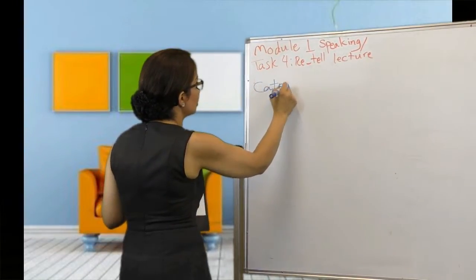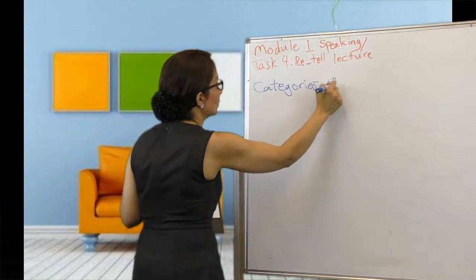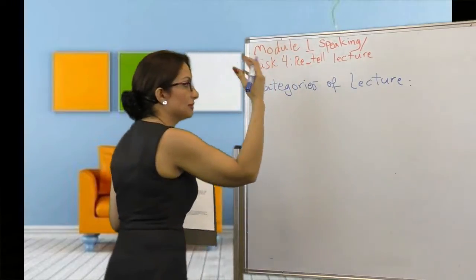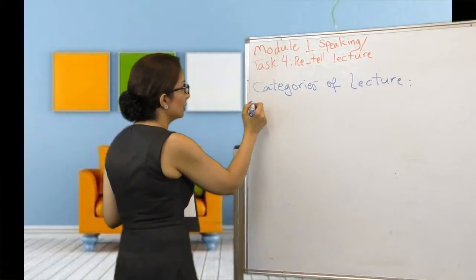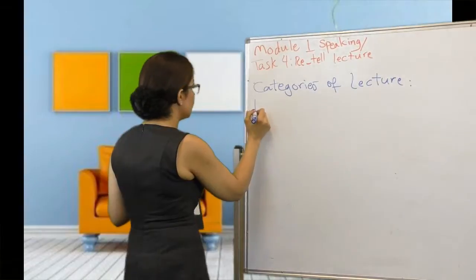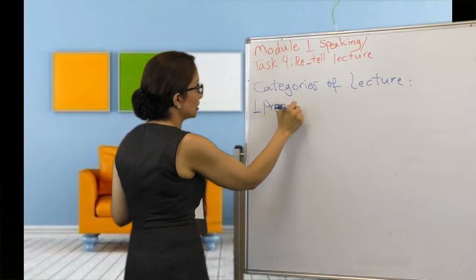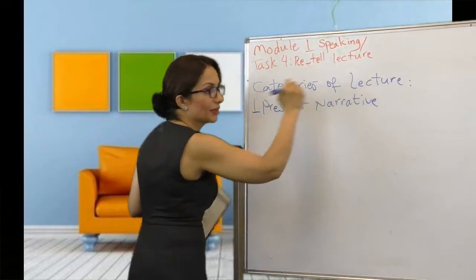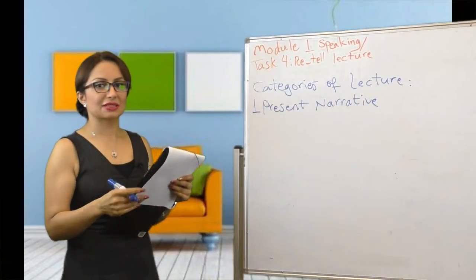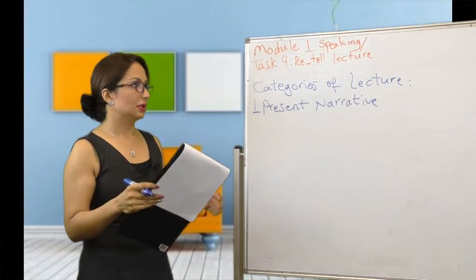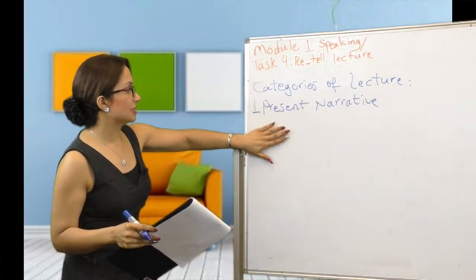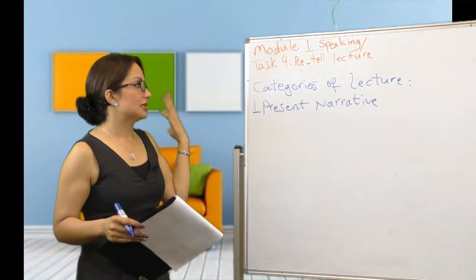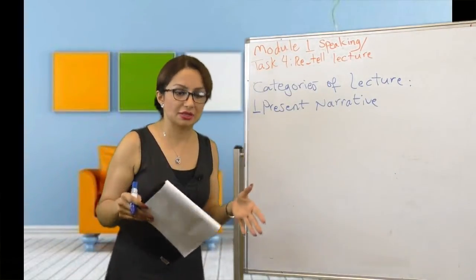Now we are going to turn to page 2 of your worksheets, and we are going to go through the categories of lecture in task 4 Retell Lecture of your PTE Speaking. The first category is present narrative. So what is present narrative in Retell Lecture? Present narrative, as the name suggests, means the lecture is narrating something in present time.